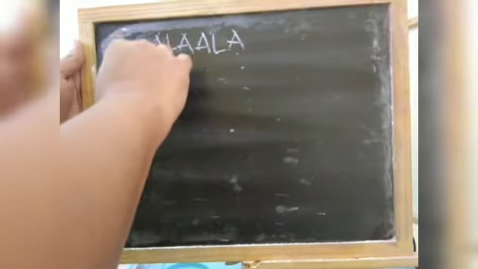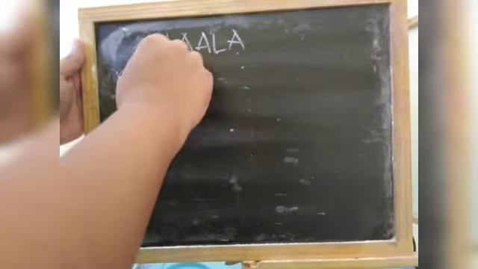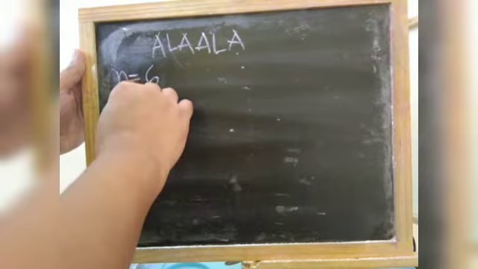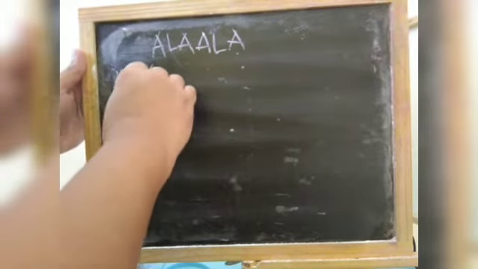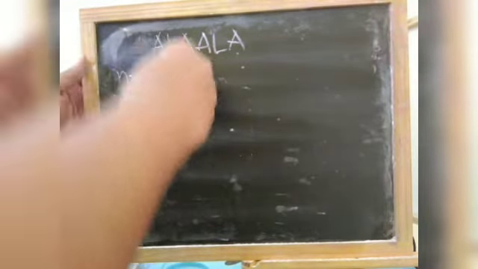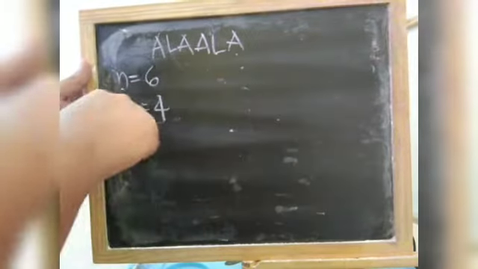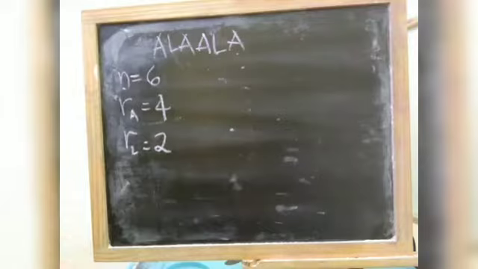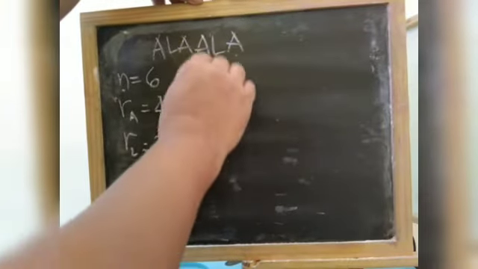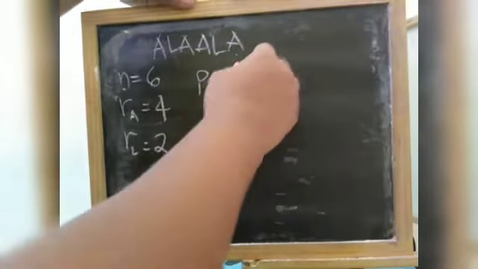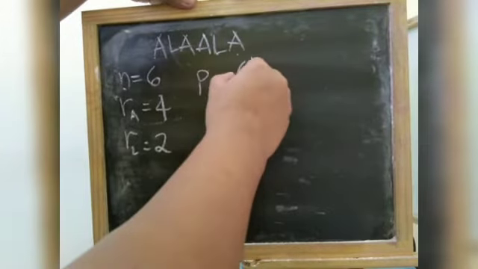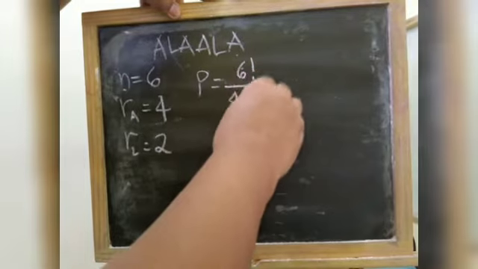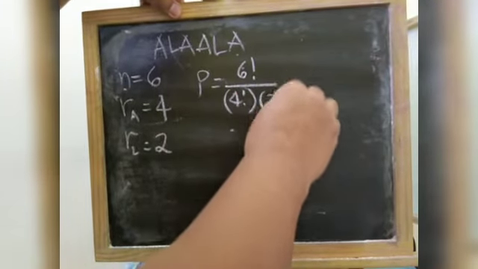So, the actual number of letters from this word is actually 6. And then, for the first object, letter A, there are 4 letters for letter A. And then, for letter L, we have 2 letters. So, for the formula, we shall have 6 factorial over 4 factorial times 2 factorial.